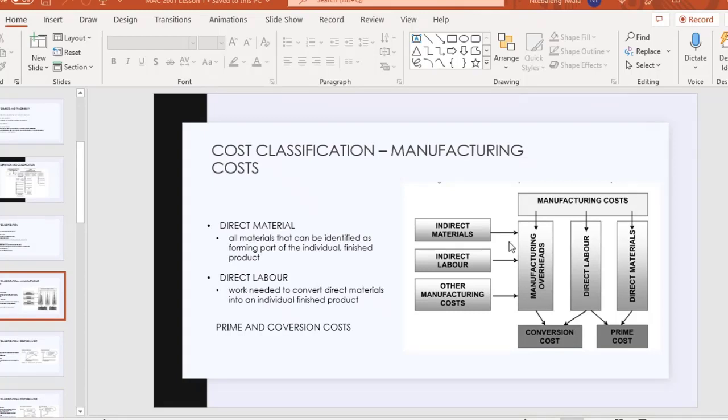Like the more you are manufacturing the tables, the more cost you are going to incur. For example, if you are making 10 tables, the more you are manufacturing those tables, the more cost you are going to incur. So what types? How would you say they behave? Give me an example.